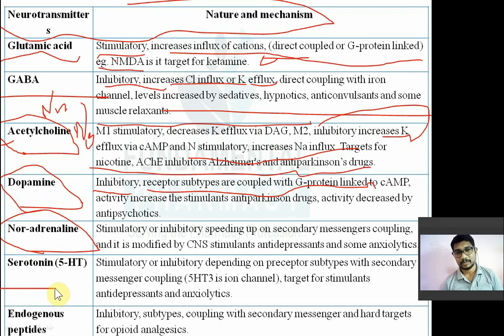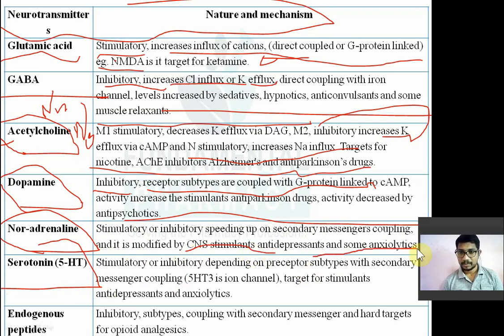Noradrenaline may be stimulatory or inhibitory. It speeds up a secondary messenger, and its levels are modified by different drugs like CNS antidepressants, some anxiolytics, and some antihypertensive drugs also.